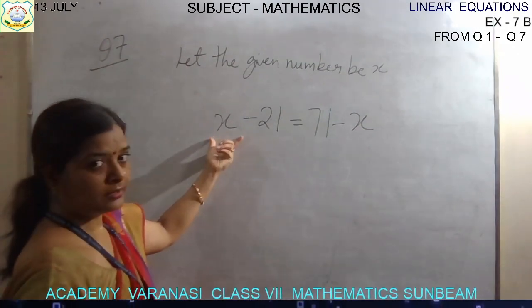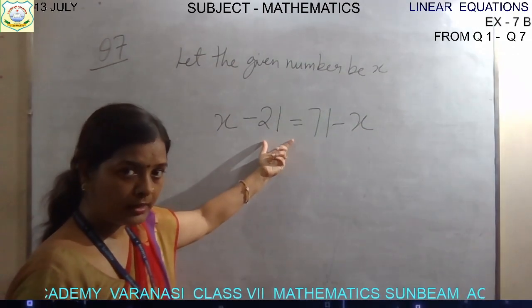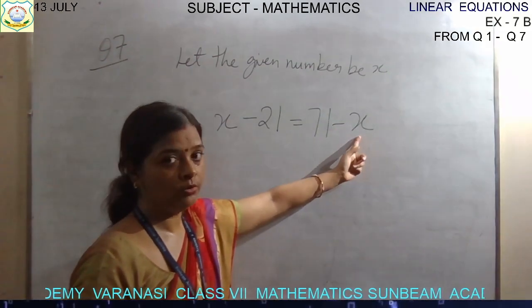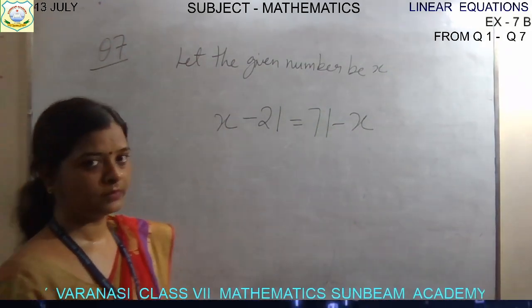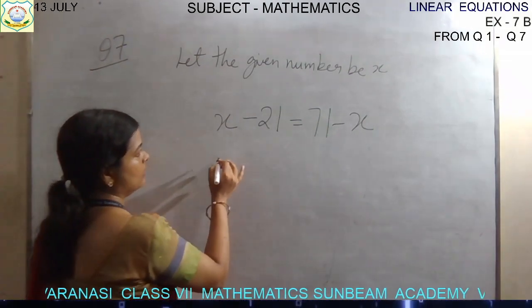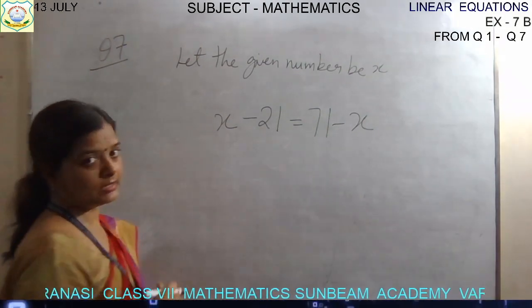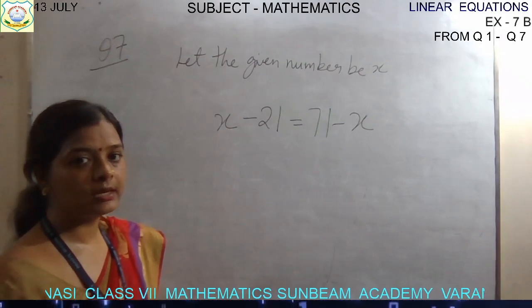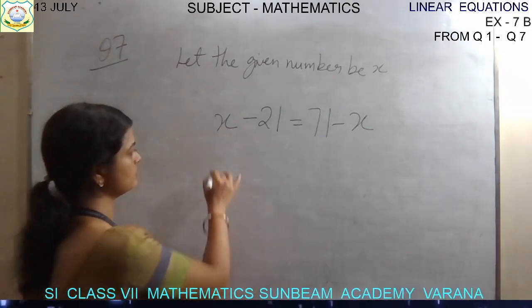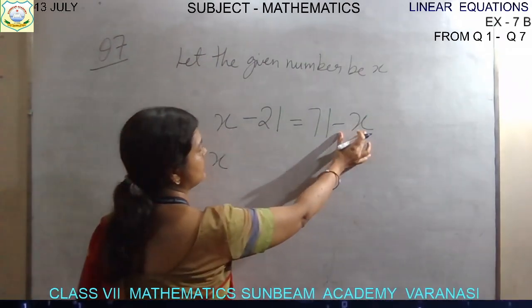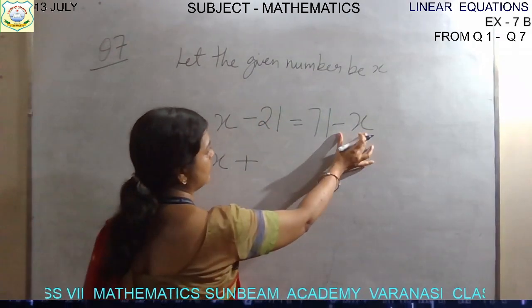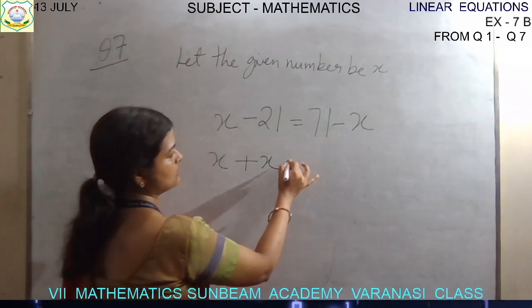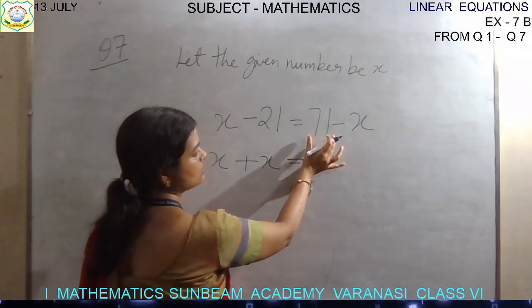This is the question. Now, separate the variable term on one side and the constant term on the other side. Now I am transposing minus x to LHS. So it will become what? Minus x will become plus x, is equal to 71, which is already here.